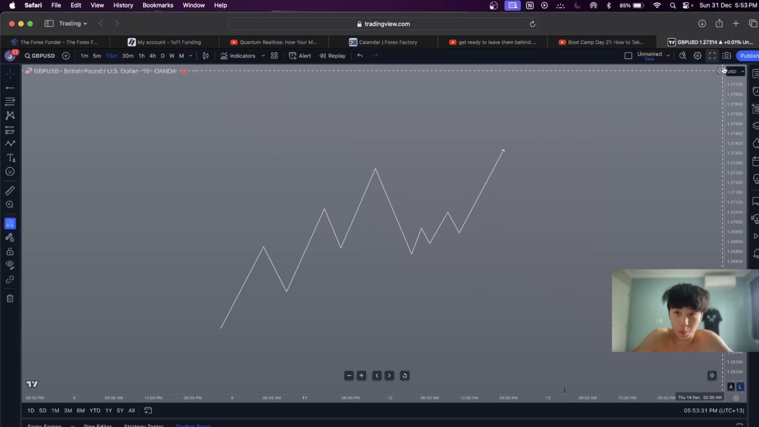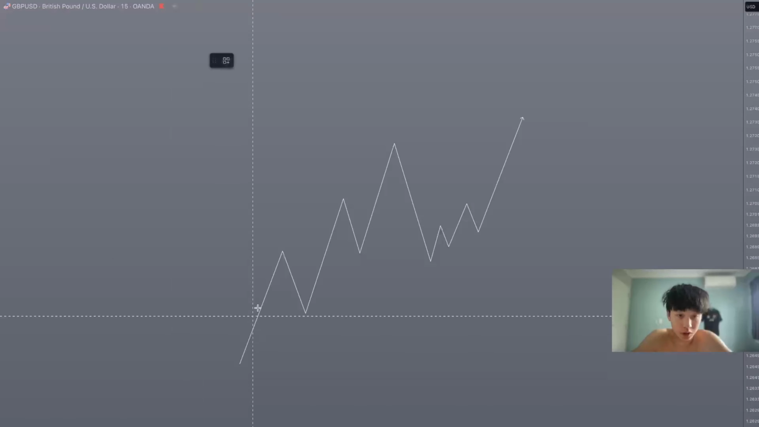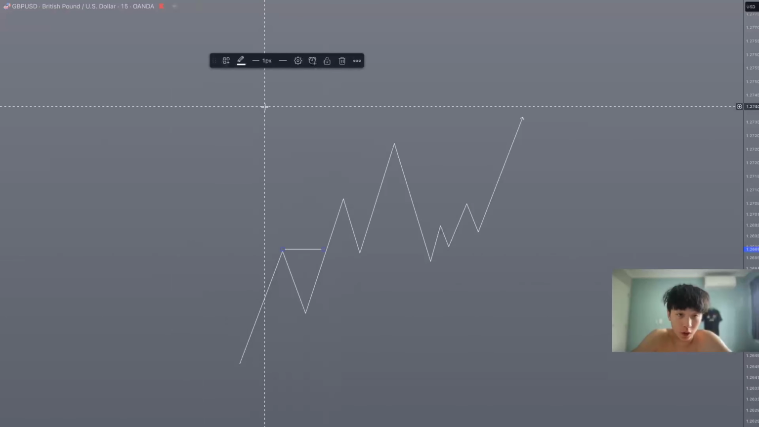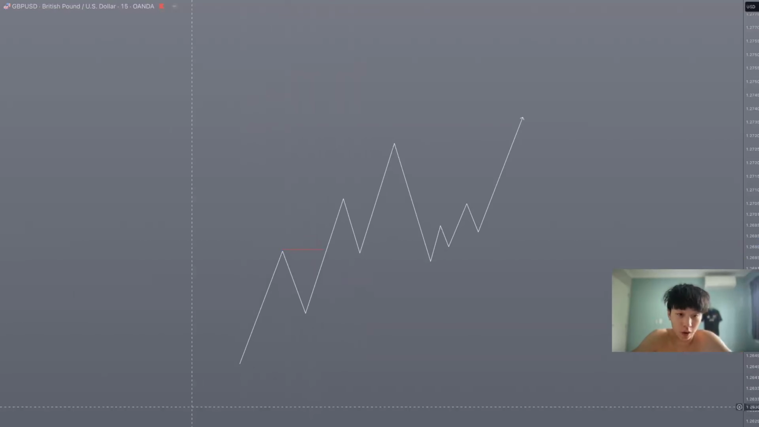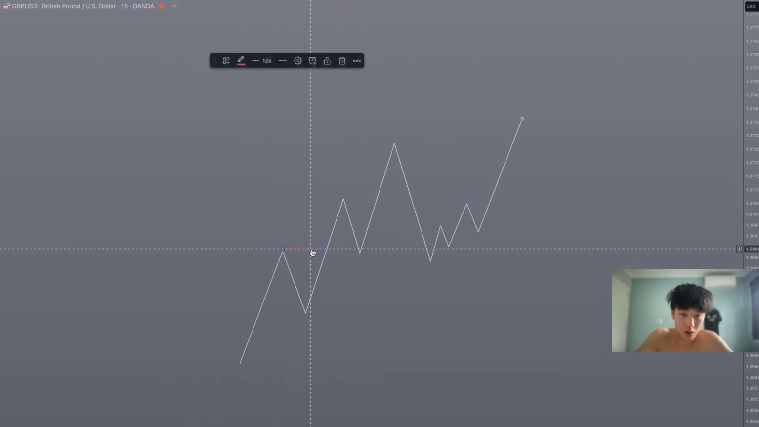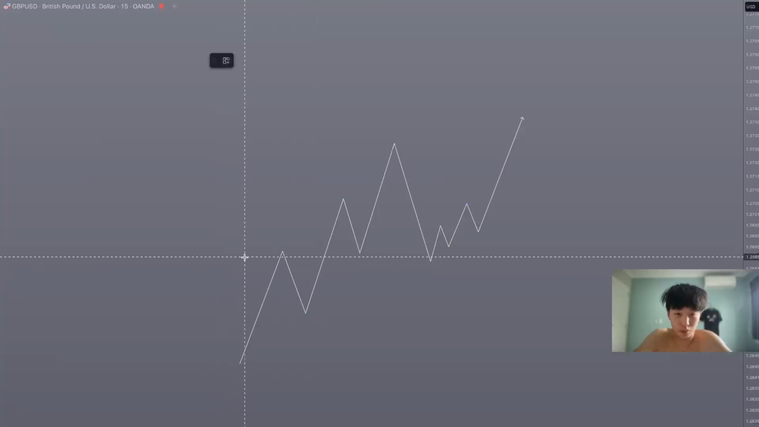Okay, so this is our bullish model. So let's just pretend that this is the 1 hour chart. Right here we just broke structure to the 1 hour, and right here we just broke structure to the 1 hour again. So we're obviously bullish. So now we know that price is bullish.